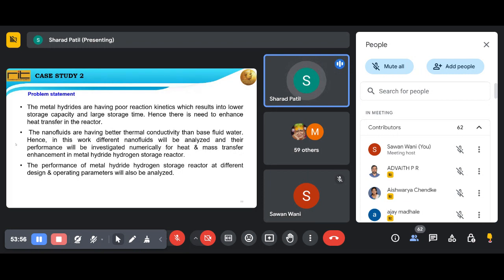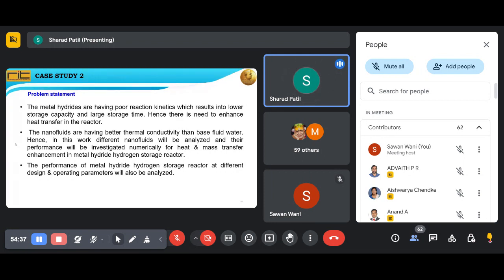With this, we come to know that there are different nanofluids which can be added to improve properties like the thermal conductivity of the material. Nanofluids have better thermal conductivity than the base fluid, water, because we normally use water as a coolant in hydride reactors to extract heat. We also supply hot water, from which heat is given to the reactor, leading to the release of hydrogen. So in this work, different nanofluids will be analyzed and their performance investigated numerically for heat and mass transfer enhancement in the metal hydride reactor.